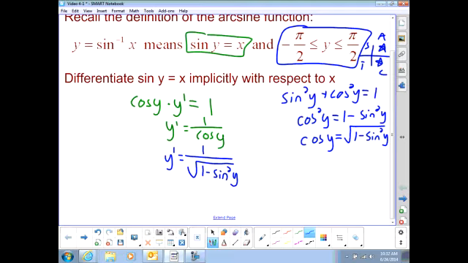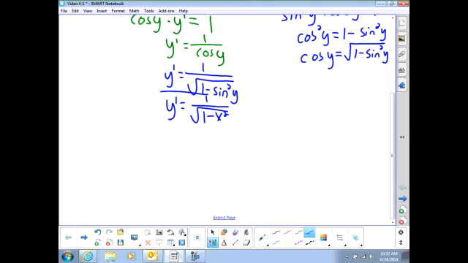So we've got y prime equals 1 over the square root of 1 minus sine squared y. But we still don't have our derivative in terms of x. But we know that sine y is just equal to x. So we're going to write this as y prime equals 1 over the square root of 1 minus, since sine y is just x, it'll be 1 minus x squared. And that is our rule for the derivative of inverse sine: 1 over the square root of 1 minus x squared.